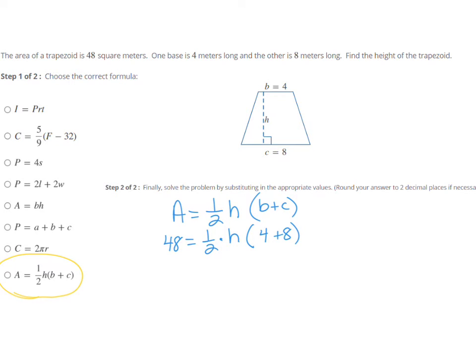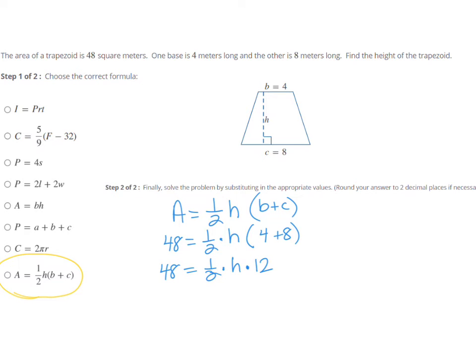Now, there's a couple things that you can do here. This 1/2 is somewhat problematic. So there's a couple things. Let me show you both ways, and then you pick what you like the best. You can leave the 1/2 there and just go with 48 equals 1/2 times H times 4 plus 8 is 12.